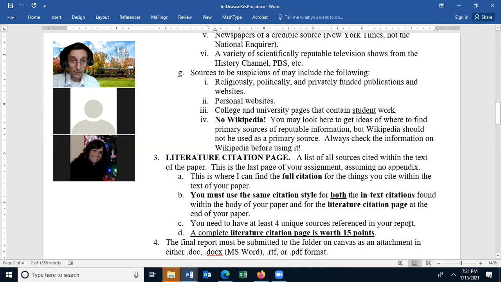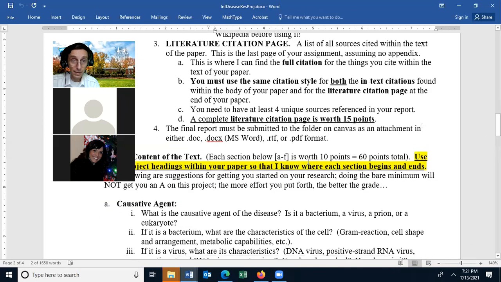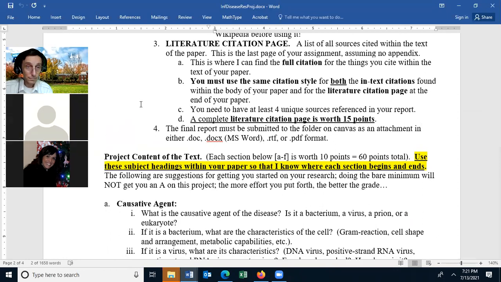All right, I mentioned you have to have the citations, and it'll be worth 15 points. The final document must be submitted as either a docx, rich text formatted doc, or a PDF format. You might be able to put in a write, which Microsoft Word can do as well.